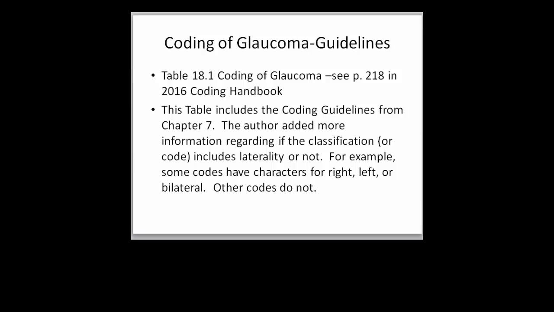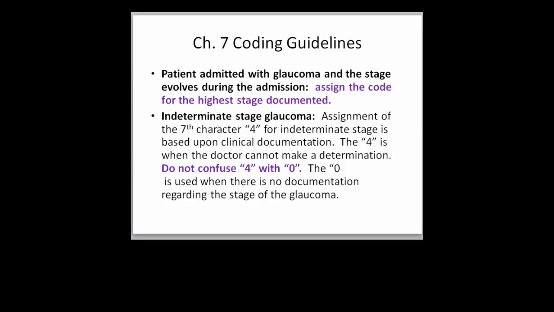So that's why you need some table like she's provided to you to be sure you're coding those accurately. Two guidelines I want to talk about from Chapter 7 are if the patient is admitted with glaucoma and that stage evolves during the admission, becoming worse or becoming better, you're going to assign the code for the highest stage that's documented. Patient comes in with stage 1, it evolves to stage 3, it resolves by the time they leave back to stage 1, you're going to code stage 3.